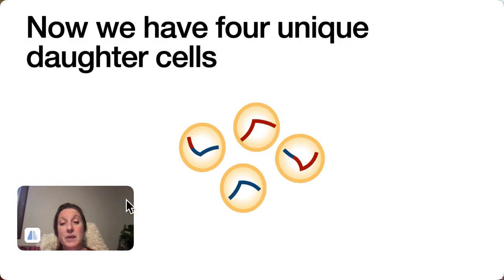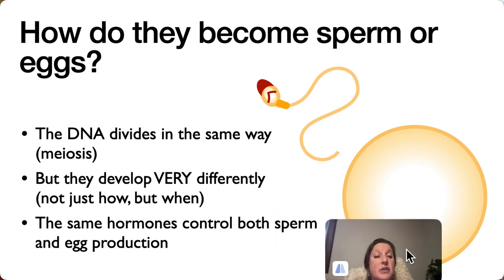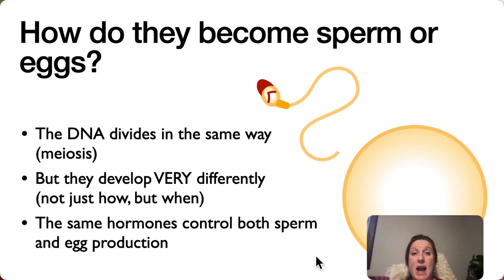Okay, so here are our 4 unique daughter cells. And the way that they become sperm or eggs is different. Now, the cell division that we just looked at is the same for sperm and eggs, but they develop very differently, not just how they develop, but when they develop. And furthermore, they are both controlled by the same hormones, so we're going to look at each of those.